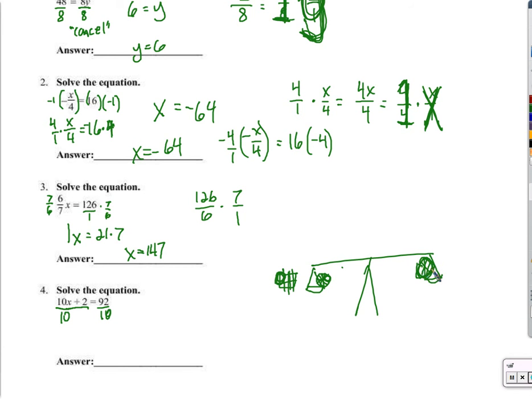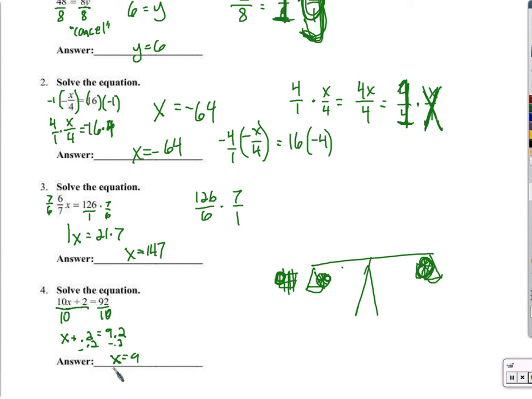So what I'm showing you is that if you divide by 10 right now, you have to divide everything by 10, every part of the left side and every part of the right side. To say it a little bit differently, you have to divide each term. Terms are separated by addition and subtraction. Each term by 10. So this problem would now look like x plus, let's call it 0.2, equals 9.2. And then we'd have to subtract 0.2 from both sides and get x equals 9.